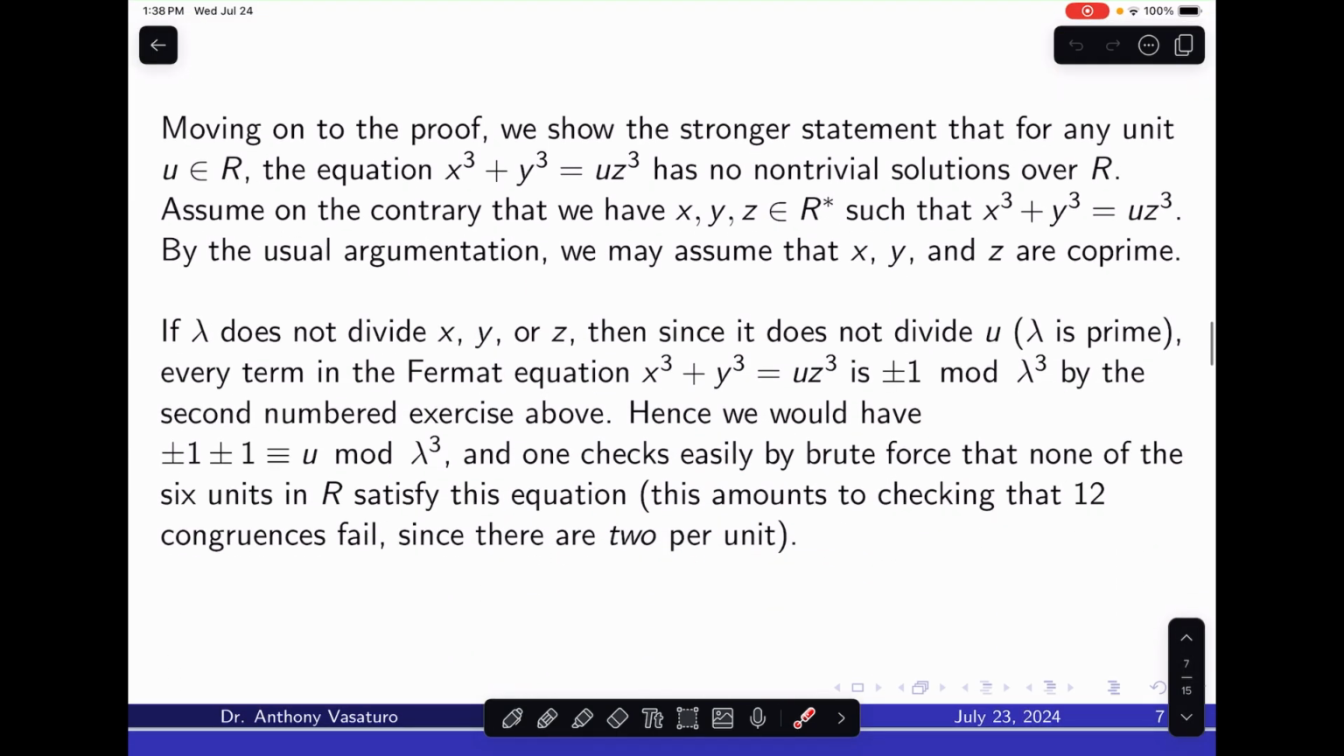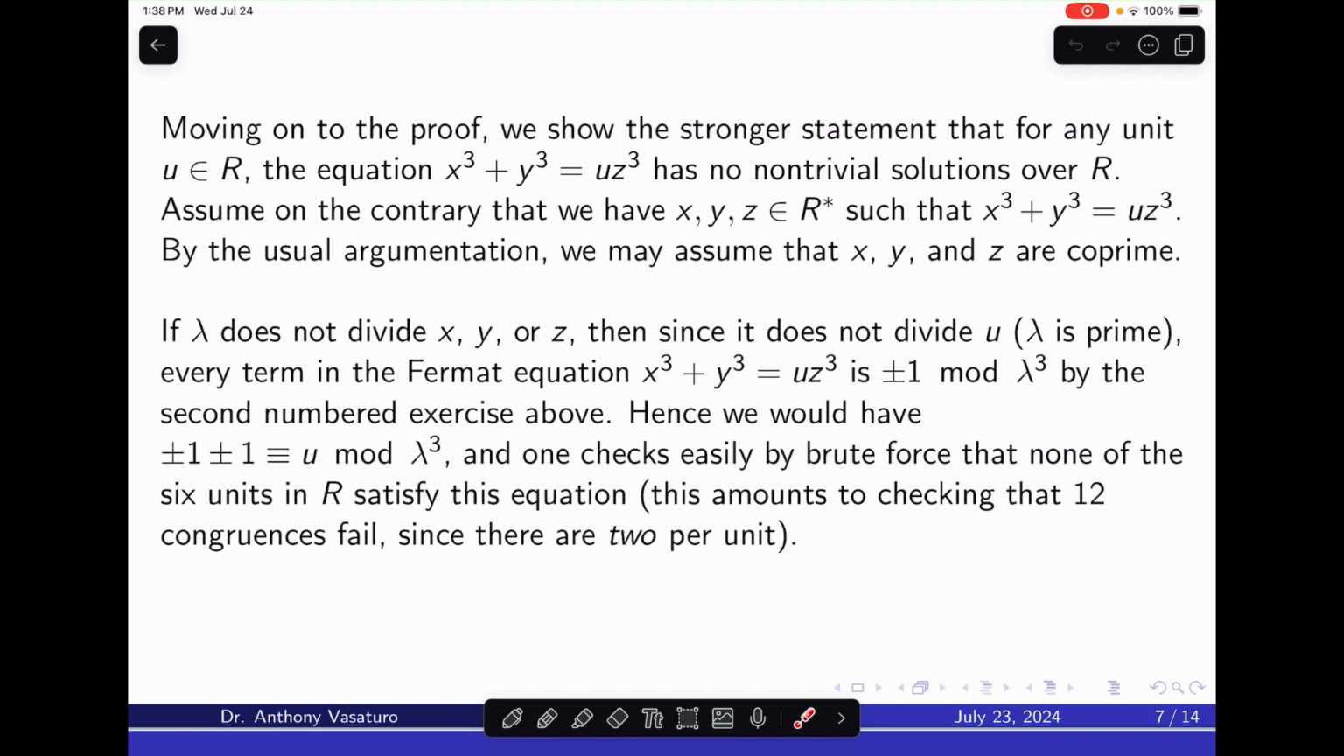So we're going to prove a stronger statement. We're going to prove that for any unit u in R, the equation x cubed plus y cubed equals u z cubed not only has no non-trivial solutions over the integers, but has no non-trivial solutions over the ring R, of which Z is a subring. So this is a much stronger statement.